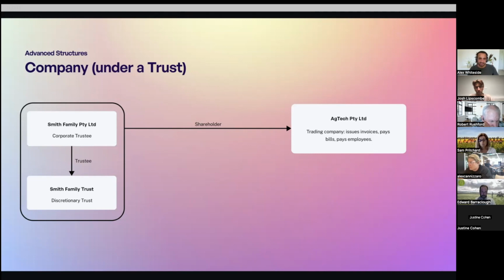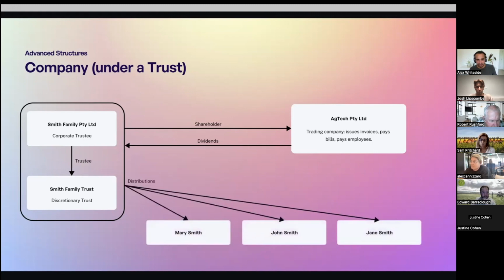All this is doing is adding another layer between me and that trading company, and it's just setting up that trust so that later, when dividends are getting paid from the company, say at the end of the financial year, you've earned a significant amount of money, and you want to move that around. You're going to send that to the trust, and then the trust is going to go, let's send money to Mary, John, and Jane.